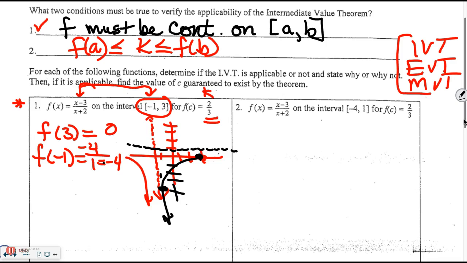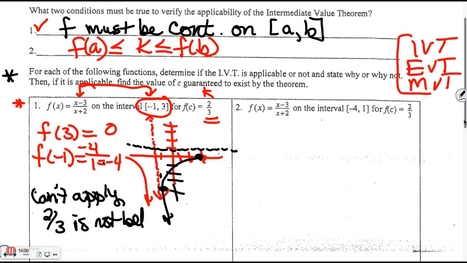So it says, state why or why not, if we can apply the MVT. Can't apply. It's not because the function's not continuous, though. It's because 2/3 is not between 0 and -4. That's all you have to write. All right, does that make sense, Mallory? So you're checking two things, continuity on the interval.